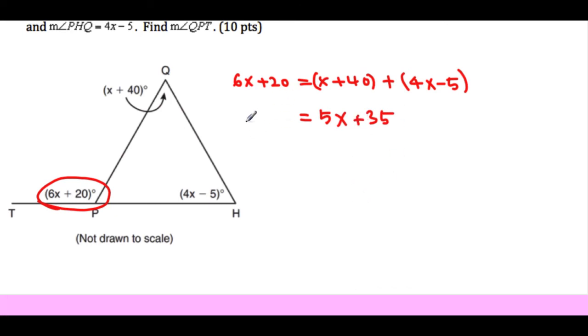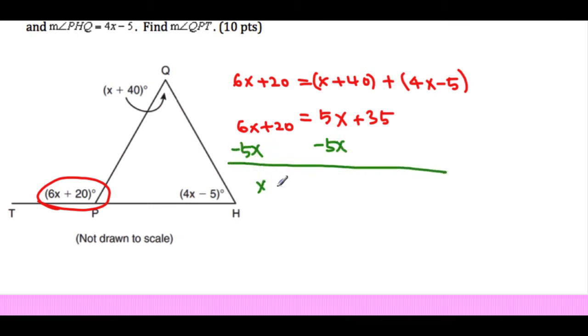Now, on the other side, we have 6x plus 20. So now what we can do is subtract 5x from both sides. Then we get x plus 20 is equal to 35. Now what are we going to do? Subtract 20 from each side to have the x by itself. Then here we get x is equal to 15.